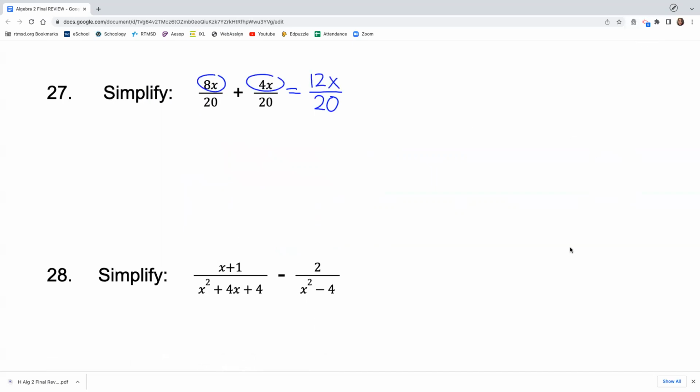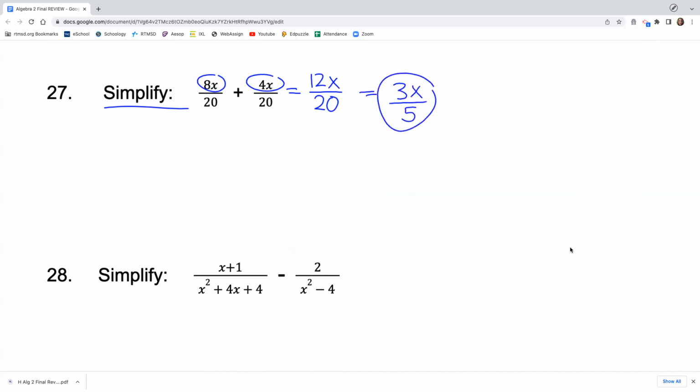Be careful because it's very possible this is one of the four choices that are available to you on the final. You must follow the directions, which are simply simplify, but you have to make sure you reduce your answer as much as possible. You can divide 12x and 20 both by 4, which reduces this down to 3x over 5.